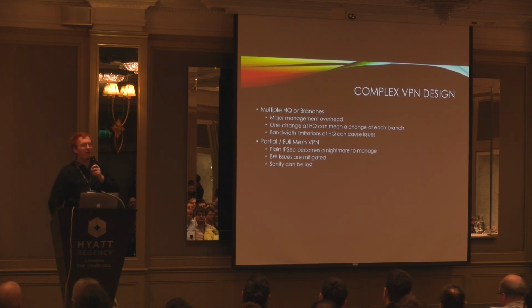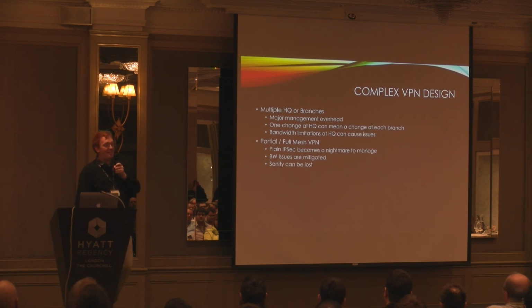Another thing that you've got to worry about is your bandwidth availability at the headquarters. So if you're doing multiple headquarters connecting to each other and you've also got multiple branches connecting there, how do you ensure that you have enough bandwidth to actually allow those branch offices to access either things in other branches or stuff that's actually in the headquarters itself? One way that people get around this is either a partial or a full mesh VPN.